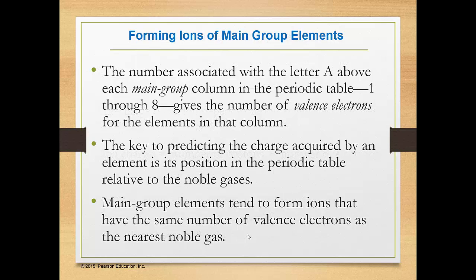All right, so remember that number that was associated with the letter A at the top of each main group column. Again, as you're going through these slides, it's a good idea to open up your book or pull up a figure of that, use that printed copy that I gave you, and look at these things as we talk about them. So looking at those main group numbers in the periodic table, 1 through 8, that is going to tell you something important about those elements. It tells you the number of what we call valence electrons for those elements.